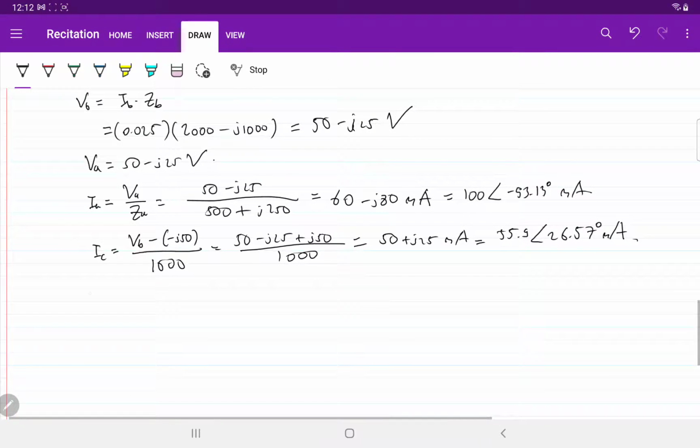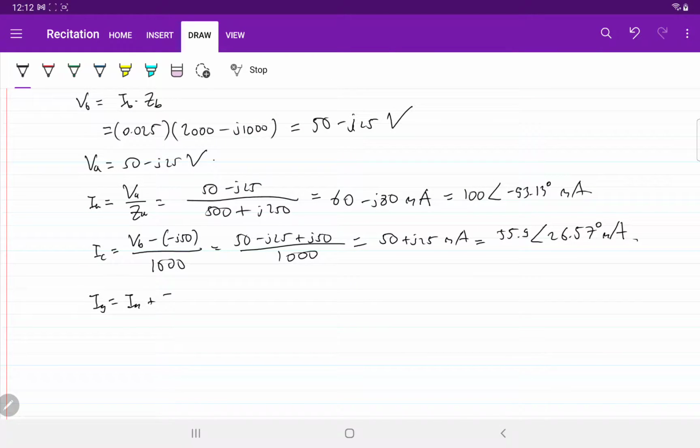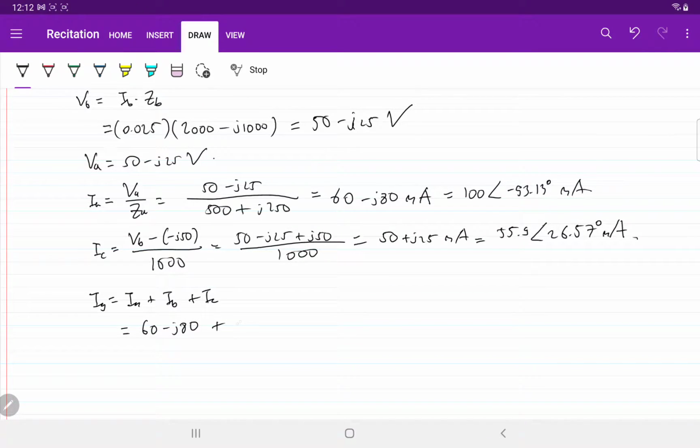Okay, last we need to find IG, but you can see that IG is IA plus IB plus IC. So IG is IA plus IB plus IC, which is 60 minus j80 plus 25 plus 50 plus j25, which is 135 minus j55 milliamps, and that is equal to 145.77 with angle minus 22.17 degrees milliamps.